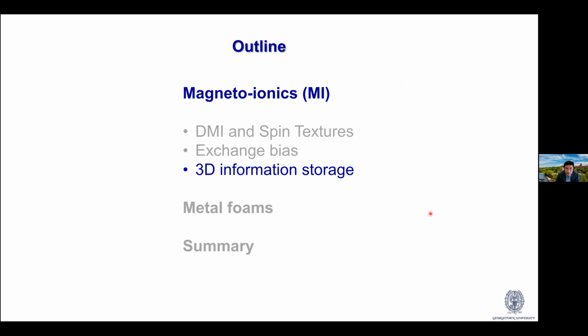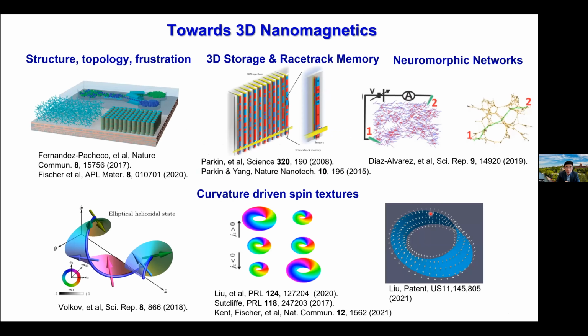So far, the studies I've shown, both using the magneto-ionic handle to tune DMI spin texture and exchange bias, actually offer some interesting opportunities in 3D information storage. In fact, there has been a lot of interest in recent years in 3D nanomagnetics. Here are some review articles illustrating the potentials, exploring the complex structure, topology, and frustration in 3D nanomagnetic systems.